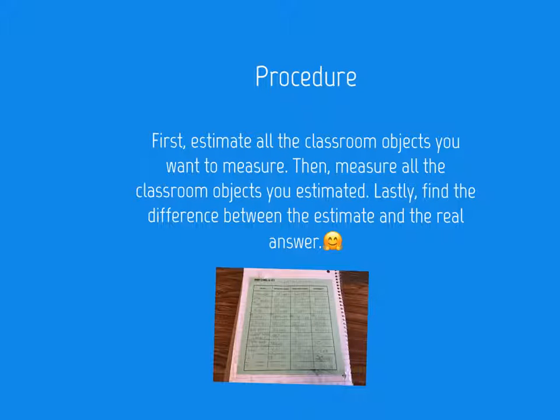Procedure: First, estimate all the classroom objects you want to measure. Then, measure all the classroom objects you estimated. Lastly, find the difference between the estimate and the real answer.